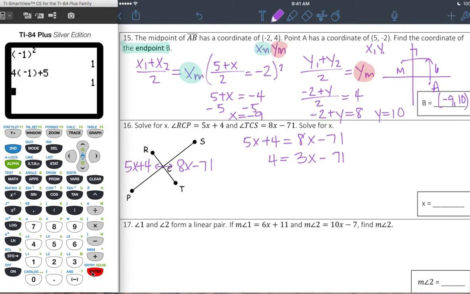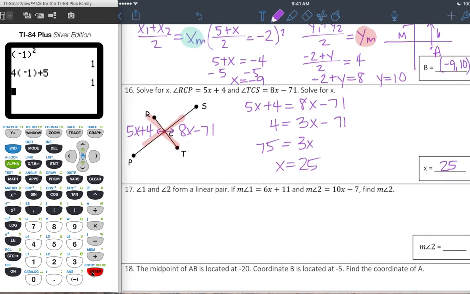Add 71 to both sides. We'll have 3x equals 75. Divide by 3. X is 25. Main thing to remember here is that vertical angles are going to have a congruent angle measure.